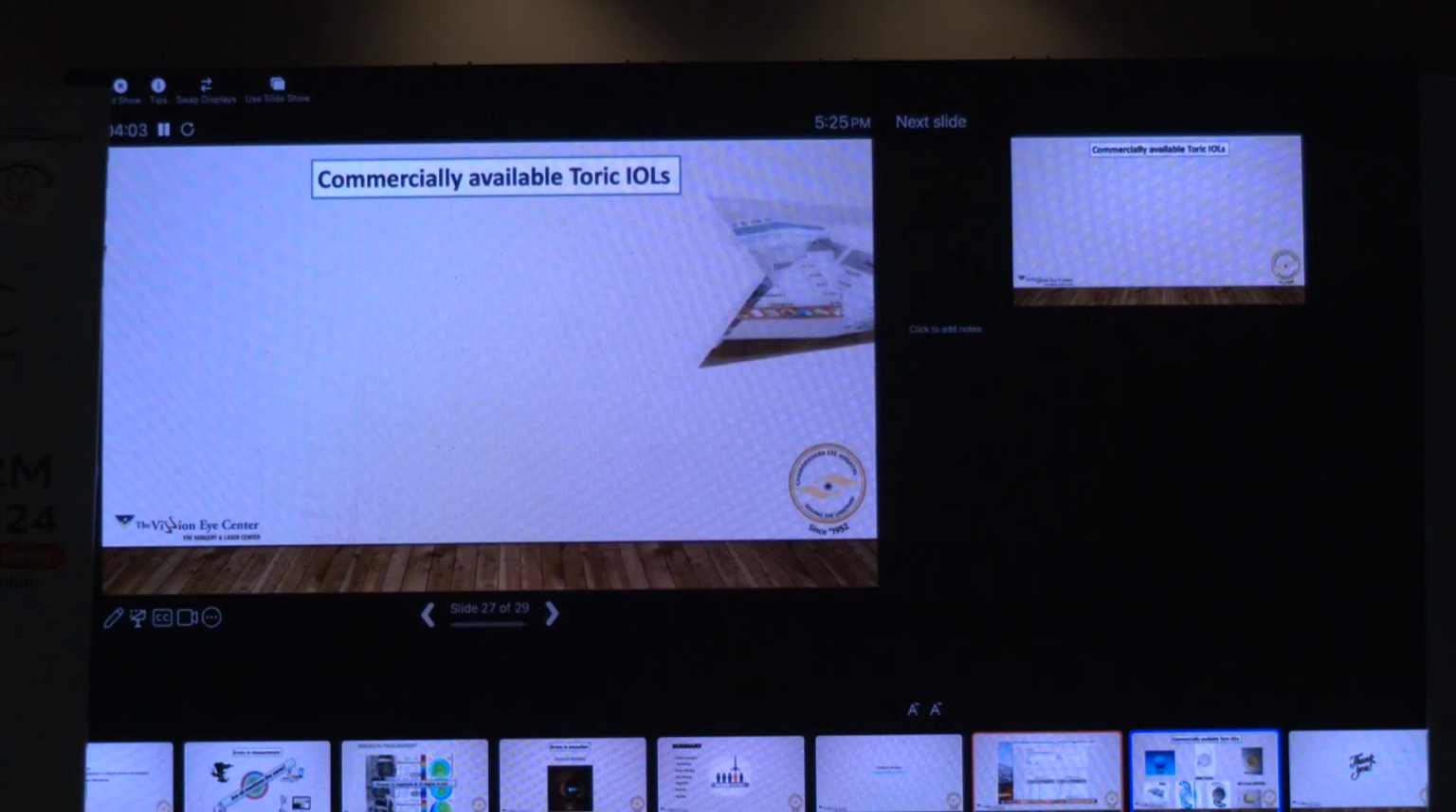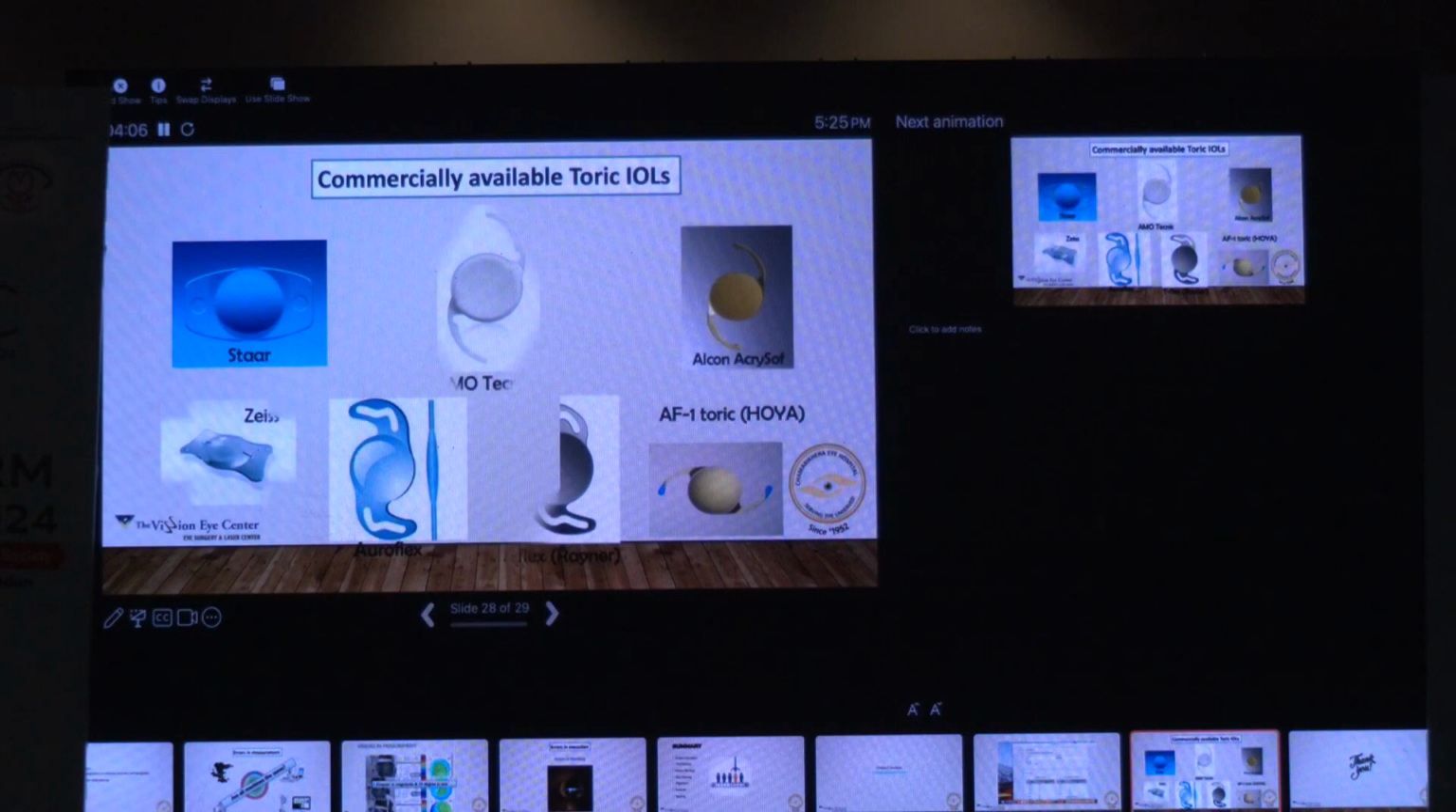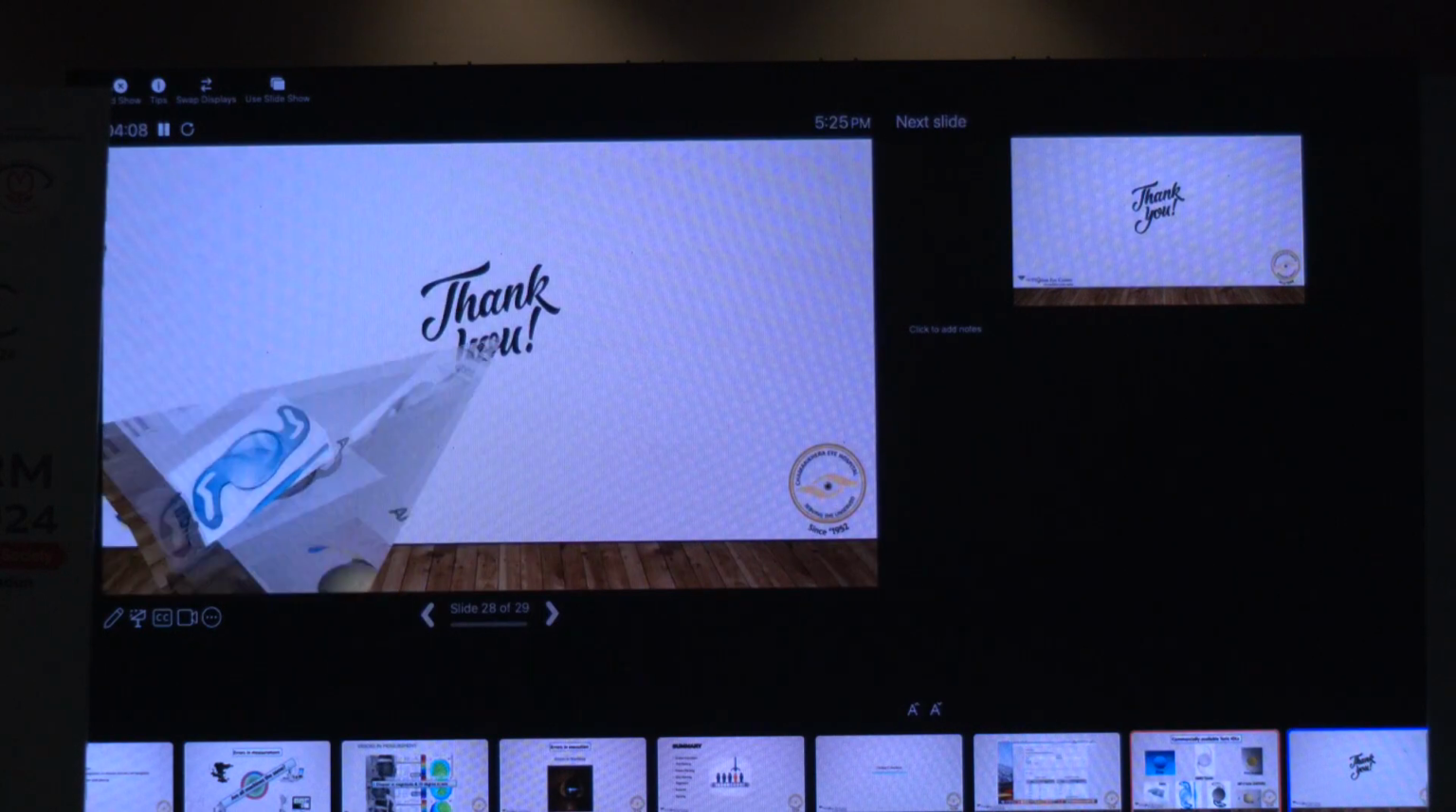So these are a few commercially available IOLs that are there in the market. Thank you so much.